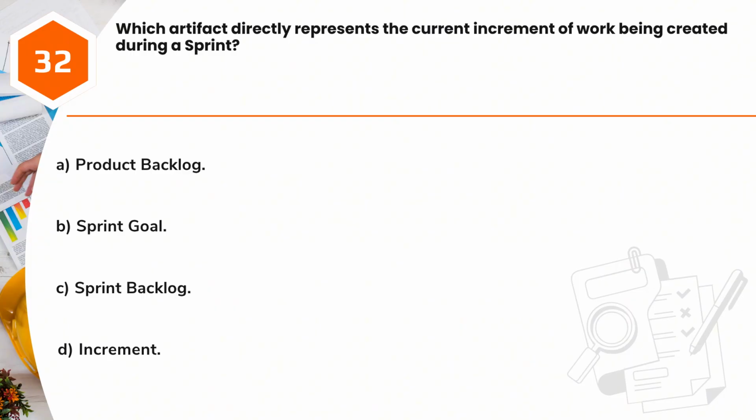Question 32. Which artifact directly represents the current increment of work being created during a sprint? A. Product Backlog. B. Sprint Goal. C. Sprint Backlog. D. Increment.